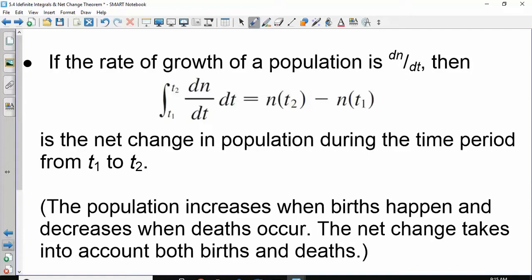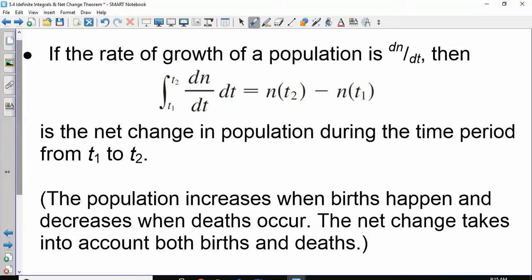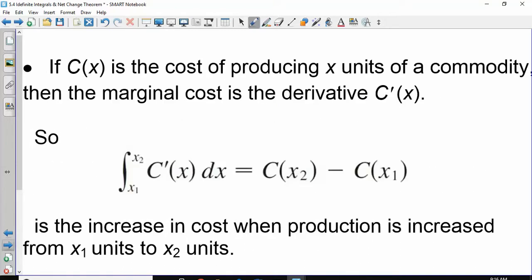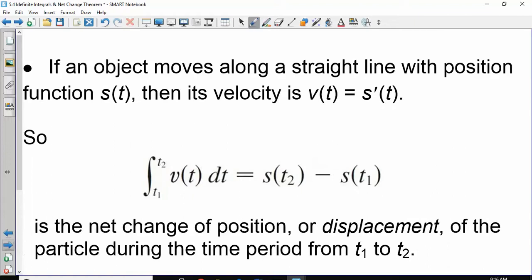Another situation, we see lots of derivatives when we're talking about how a population changes. If you have a population function, the derivative is the rate of change in the population. Antiderivative in this particular interval would tell you how the actual population changed during that time frame. Cost and marginal cost. This is another application we've used a lot. We know that if we have a cost function, the derivative is marginal cost. So if you integrate that, you get the actual change in cost over that period of time.